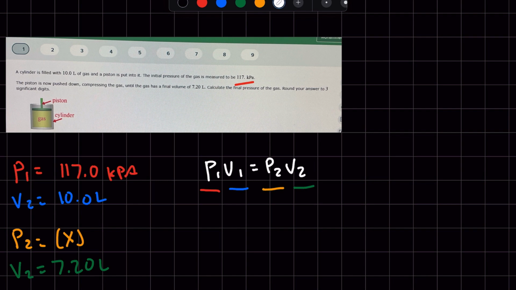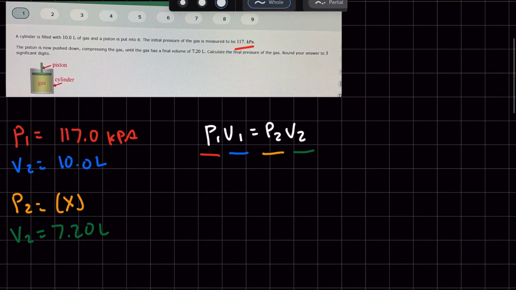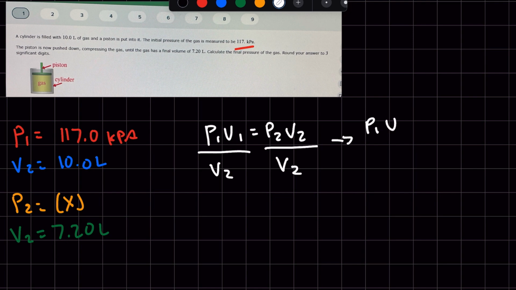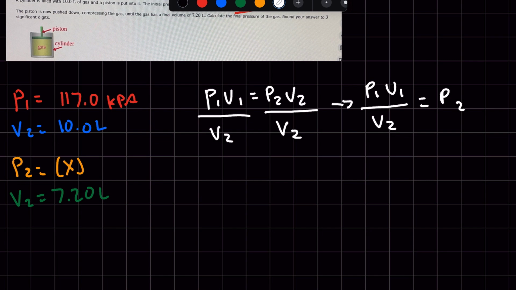So if we go back to our initial equation, P1 V1 equals P2 V2, we can manipulate the equation to where we just have P2 by itself. And the way we're going to do that is we're just going to divide by V2 on both sides, and that's going to give us P1 V1 over V2 is equal to our P2. So we have everything we need to solve the problem. So let's just go ahead and plug everything in.